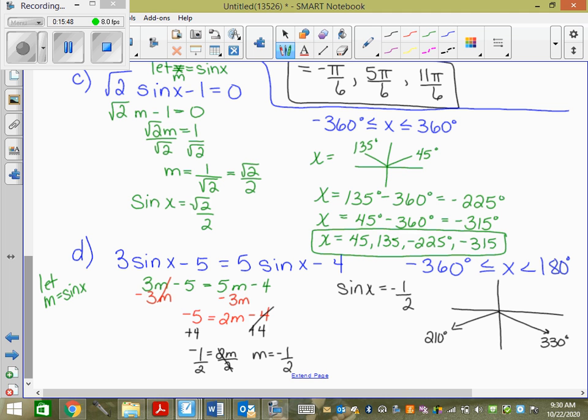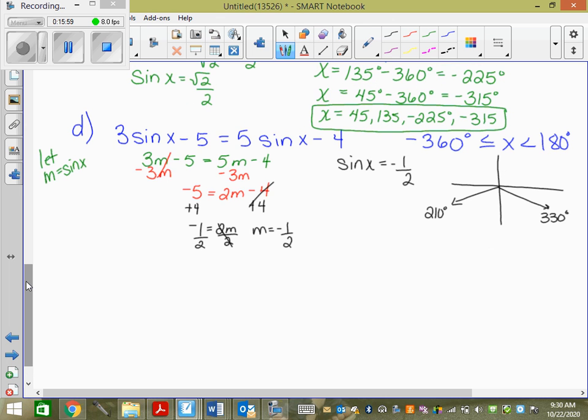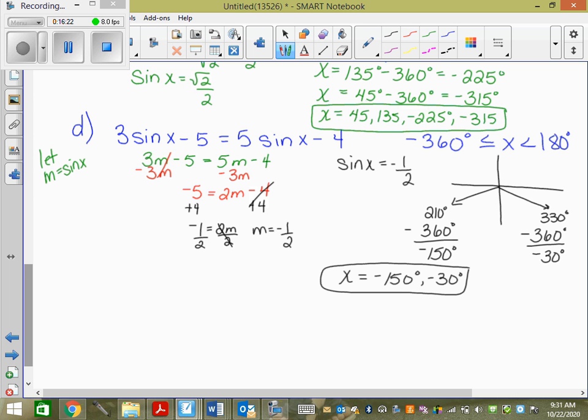Do either of those fit in the domain? The domain is from 0 to 180. Do they fit? No. Let's check from 0 to negative 360, the coterminals, and see. So I'm going to subtract 360 and I'm going to get negative 150. Does that fit? Yeah. And subtract 360 and get negative 30. Does that fit? Yes. So x equals negative 150 and negative 30. Make sure, you guys, that you use the variable that it actually has, right? So if it's using x, make sure you have x equals. If it's using theta, make sure you have theta equals that. Okay?